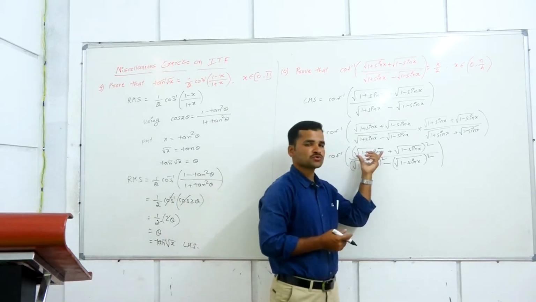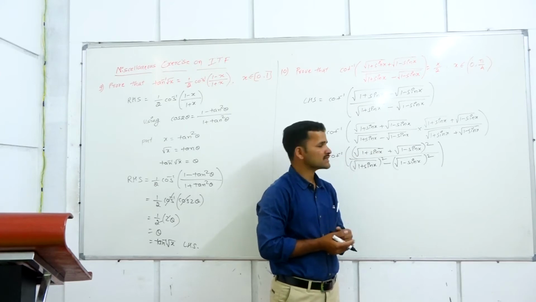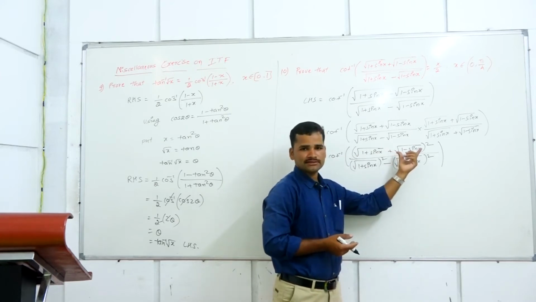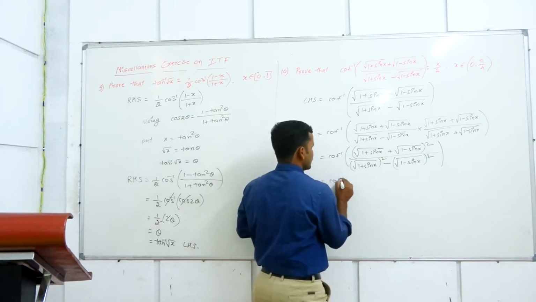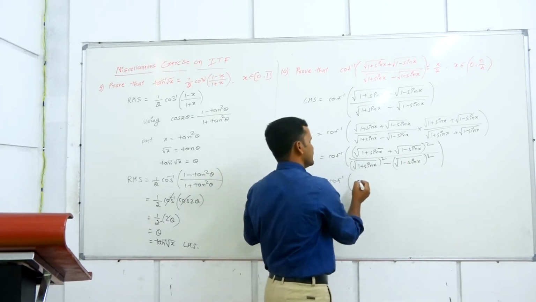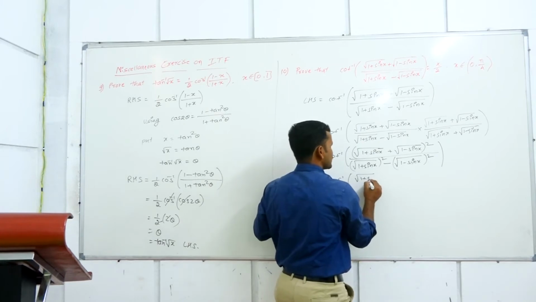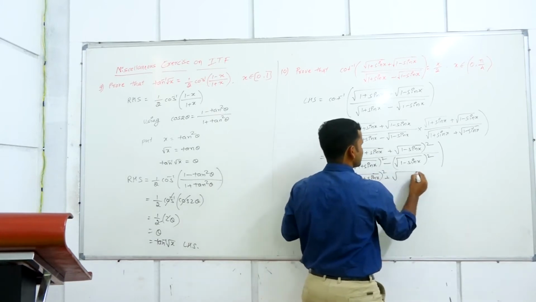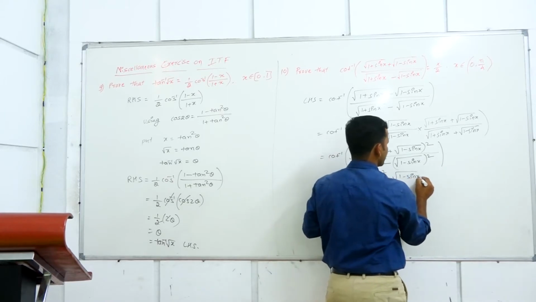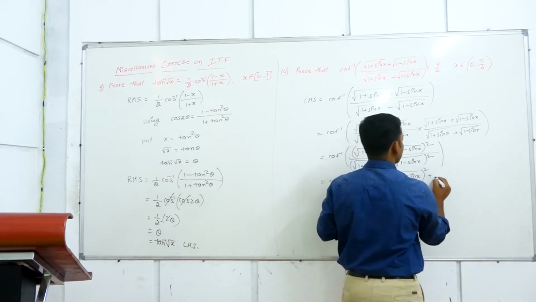Here a is square root of 1 plus sin x. B is square root of 1 minus sin x. Okay. I have cot inverse of a square, (square root of 1 plus sin x) whole square, plus b square, (square root of 1 minus sin x) whole square, plus 2ab.